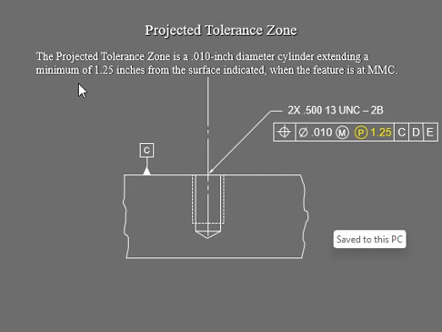So that's going to extend a minimum. Here is your key point right there: a minimum of about 1.25 inches, all right? And that is indicated right here, with a P for projected and 1.25. We're going to have a projected tolerance zone for this original tolerance zone, which is 0.010, when the feature is at your MMC. So that is 1.25 inches minimum from your surface. Surface meaning here, because we're still dealing with the diameter of 0.010.